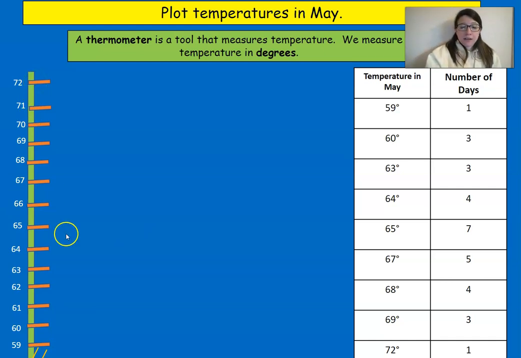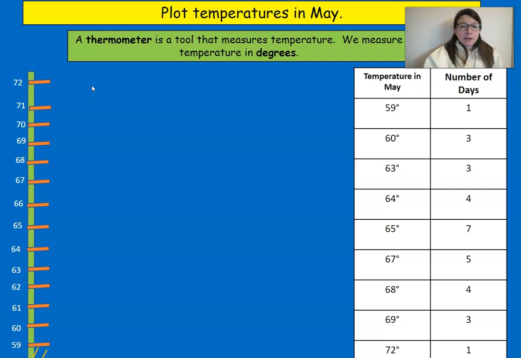Another important thing to notice about this thermometer is that we're starting at 59 degrees here. We're not starting at like 6 or 7 or 8. We're still using the 2 slashes to show that we're skipping an amount, but we're not starting at a low amount. We're starting at 59.